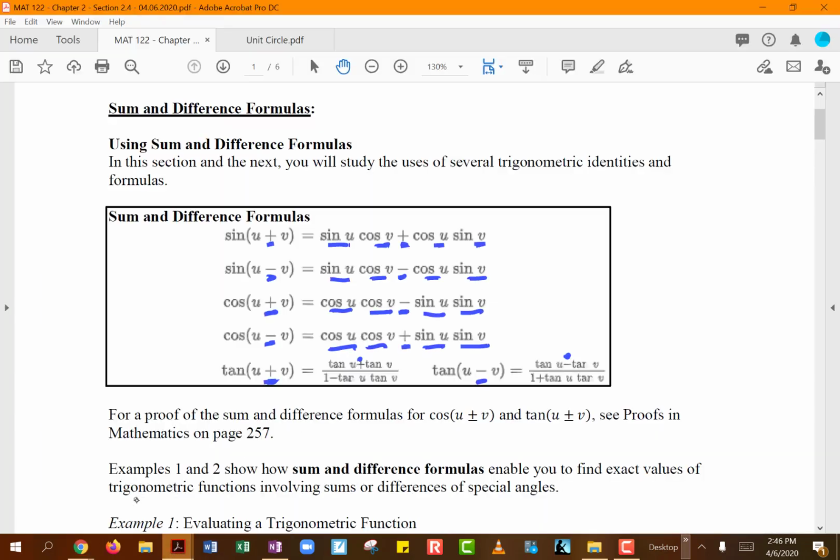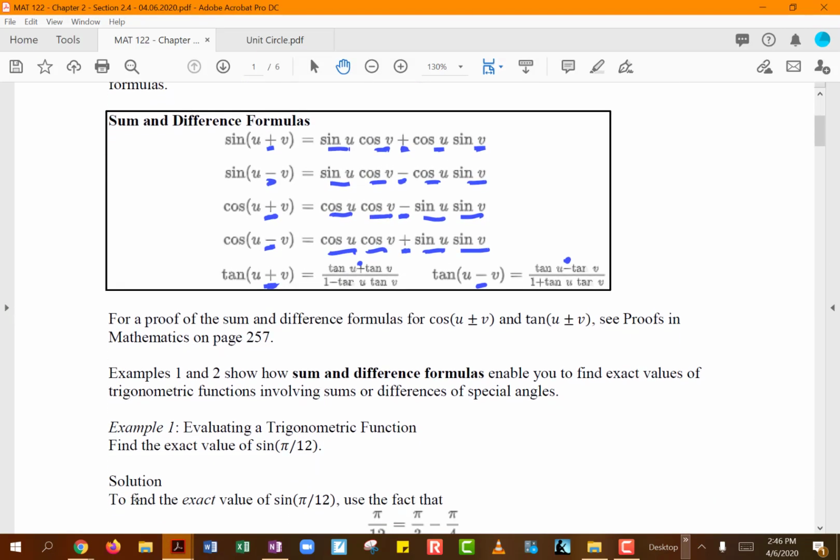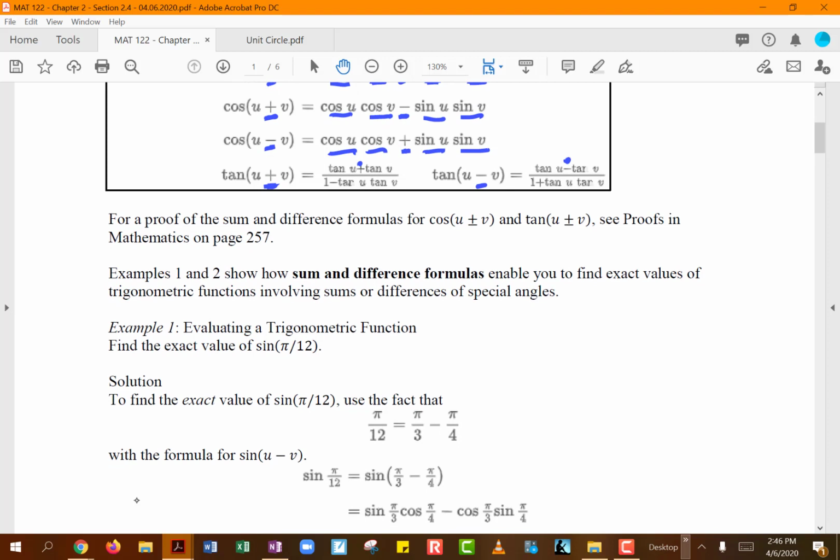Okay, so let's go back to our notes. Let's talk about how we can use these sum and difference formulas to help us find the exact values of our trigonometric functions, especially if you can rewrite them to help us out. Basically they are saying these sum and difference formulas can help you find the exact values of trigonometric functions that involve sums or differences of special angles, right?